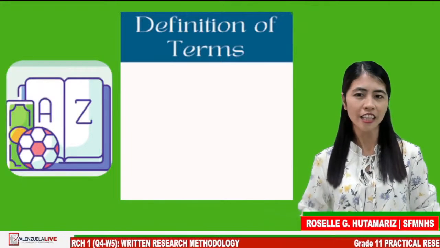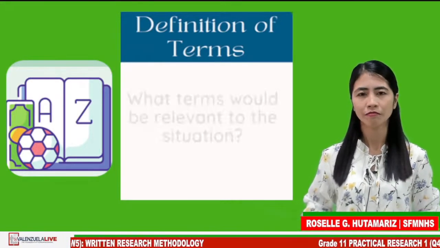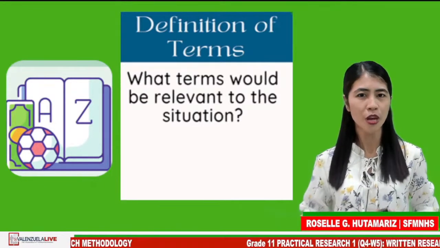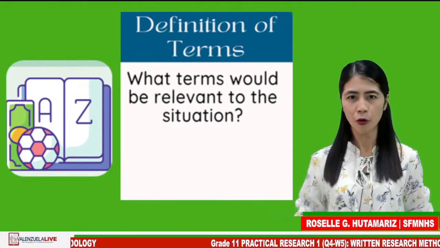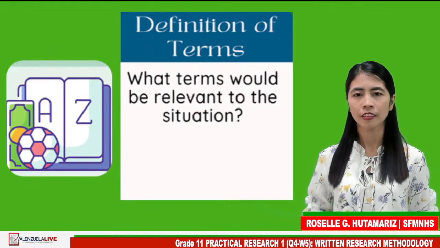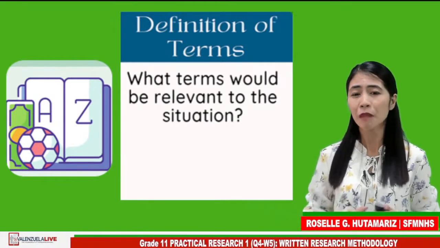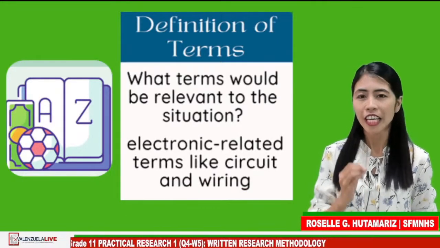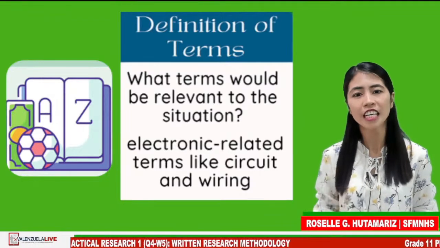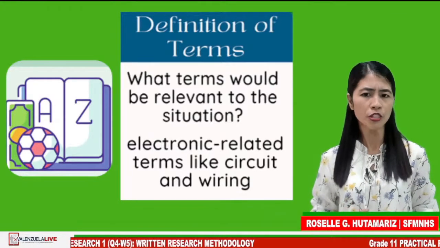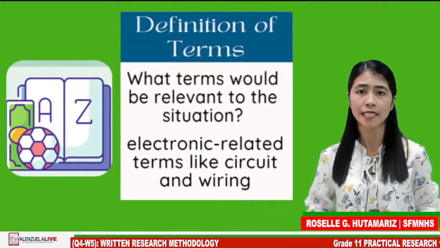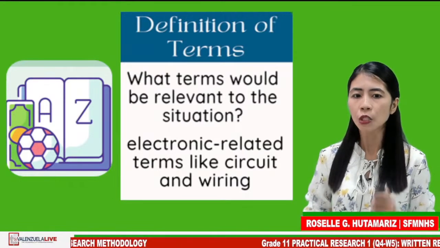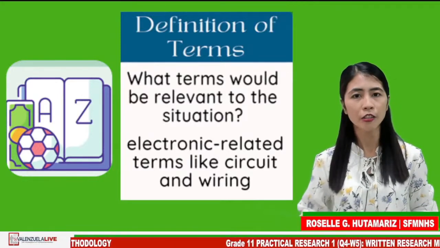Let's consider again the stoplight situation. What terms would you think would be relevant to the situation? Think about it for a minute. Perhaps words that might have popped up in your mind would be electronic-related terms like circuit and wiring, which are words related to the repairs of the stoplight. These are the words that may need to be defined in order to understand the problem.